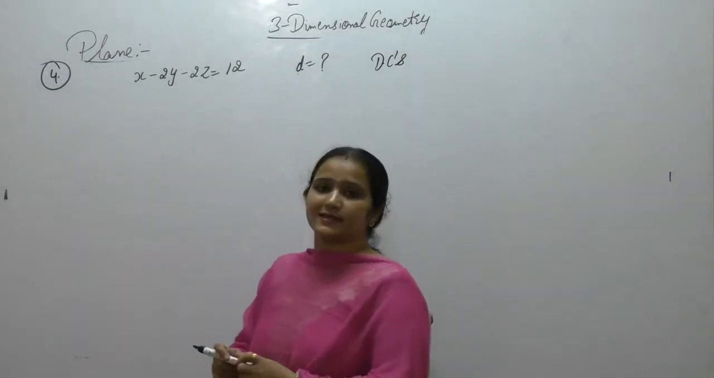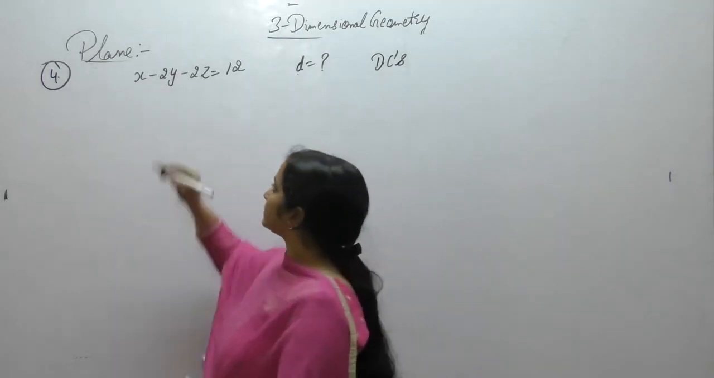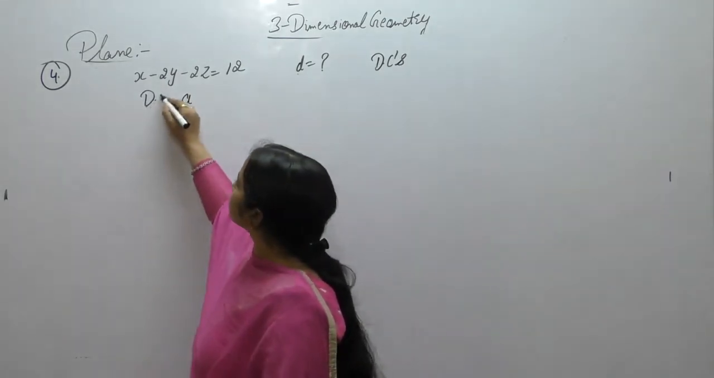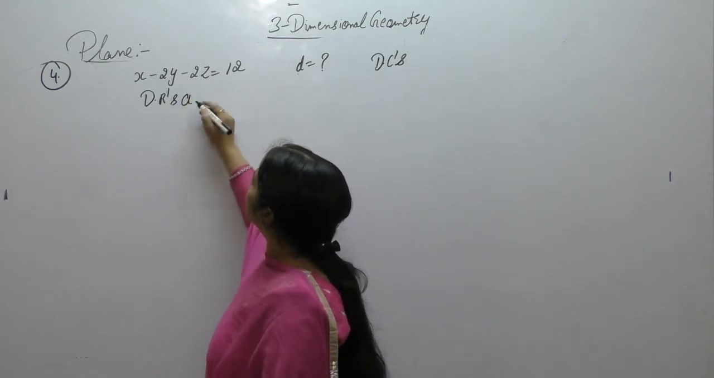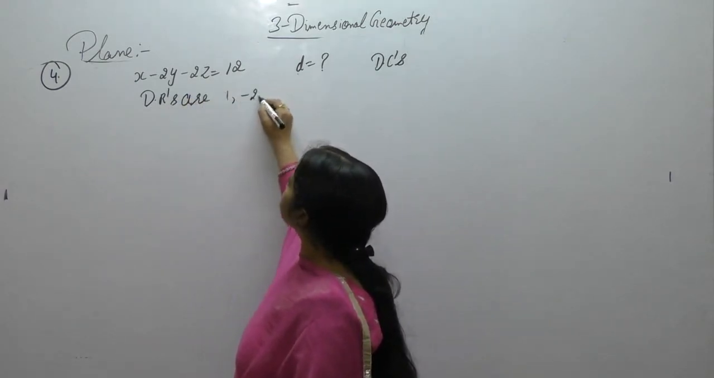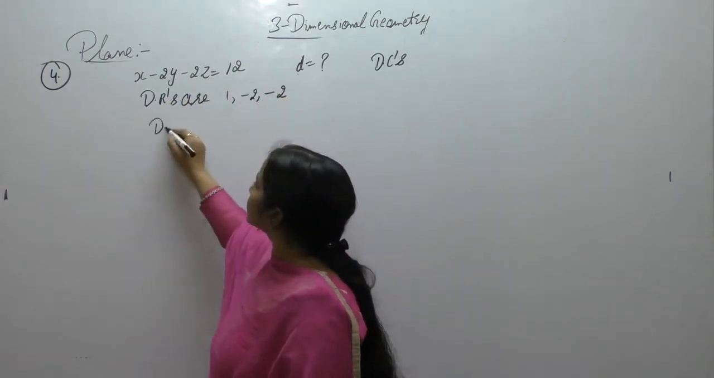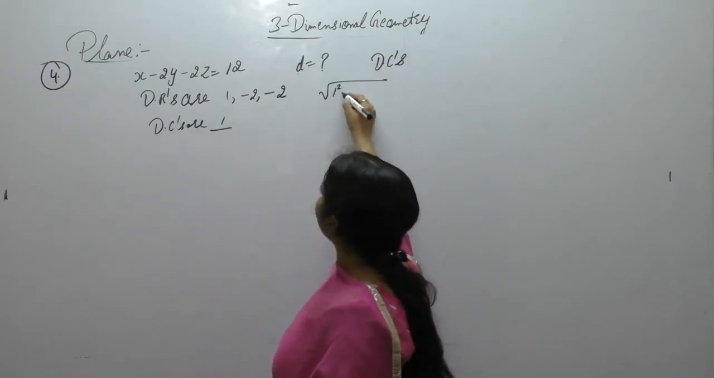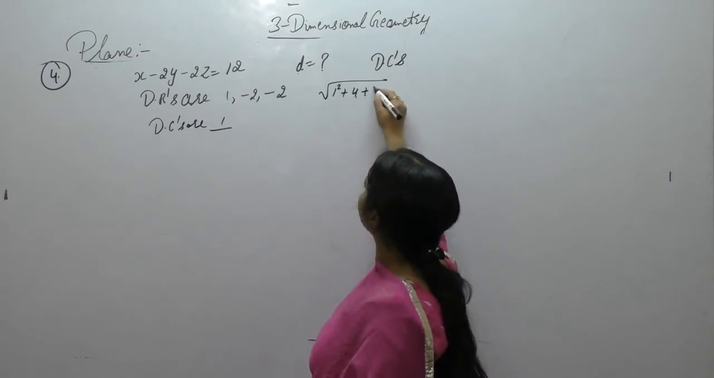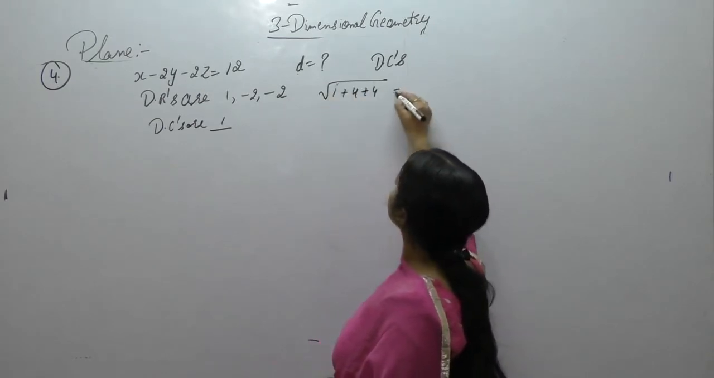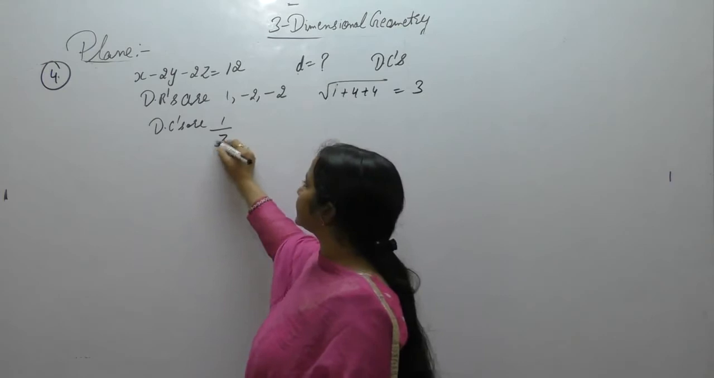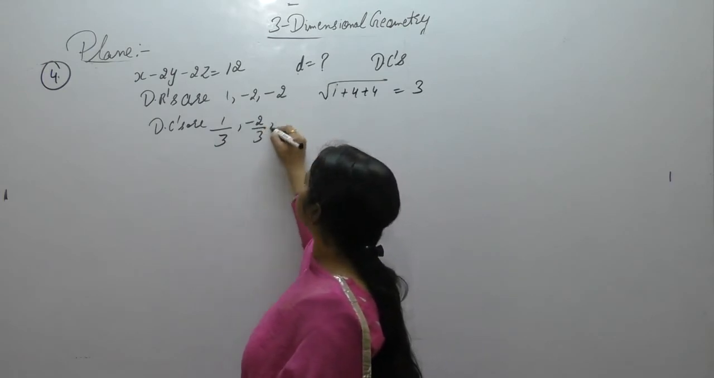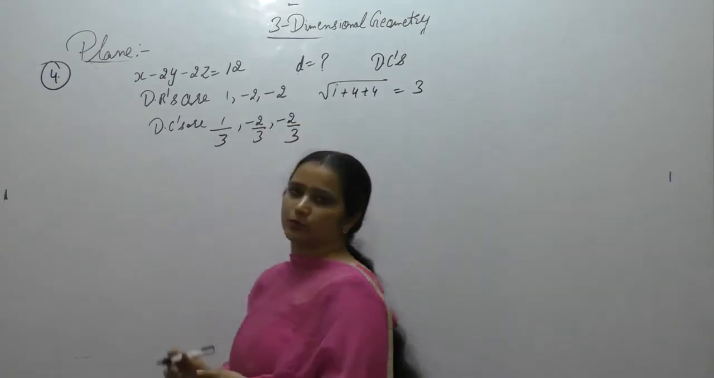This is the Cartesian equation of the plane. Direction ratios are 1, minus 2, minus 2. So direction cosines are 1 upon square root of 1 square plus minus 2 square plus minus 2 square, that is 3. So direction cosines are 1 by 3, minus 2 by 3, minus 2 by 3.